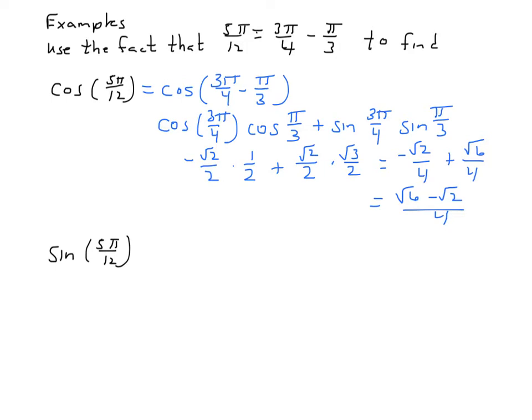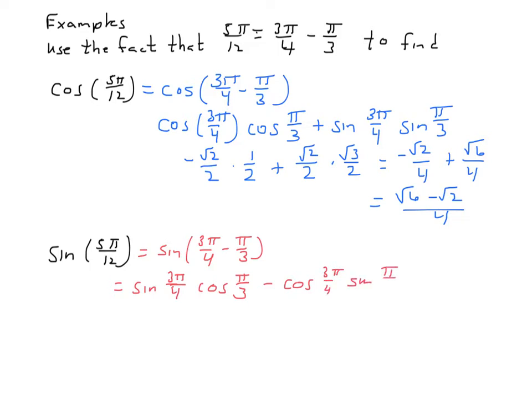Now let's take a look at the sine of 5 pi over 12. Well, in this case, I know that that is equal to the sine of 3 pi over 4 minus pi over 3. And again, by that sine difference formula, I know that's going to equal the sine of 3 pi over 4 times the cosine of pi over 3 minus the cosine of 3 pi over 4 times the sine of pi over 3.